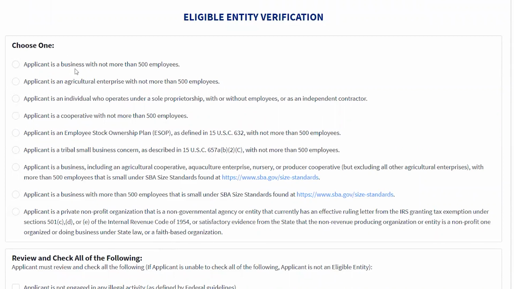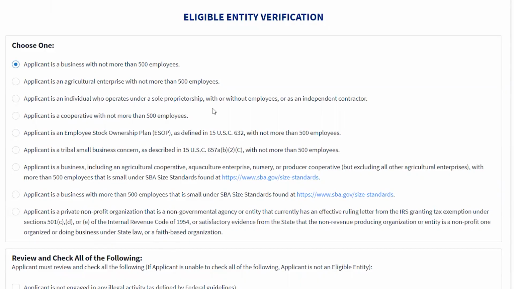So for me, I'm a business with no more than 500 employees, so I'm going to select that. If you're a sole proprietor with or without employees, or if you're an independent contractor, if you receive a 1099, you work for a company and you get a 1099, this is you. Okay, so if you are a sole proprietor, you don't have an LLC, you don't have a corporation, you don't have a partnership, this is all you. So that's what you're going to go and select.